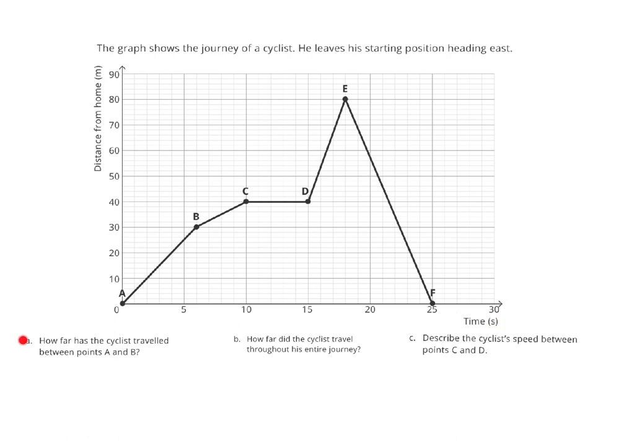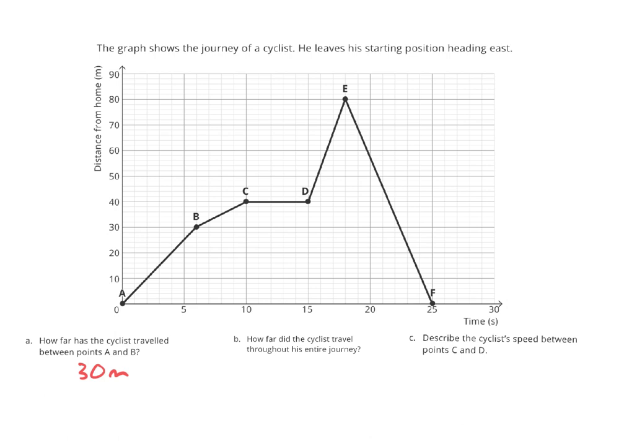The first part, A, says, how far has the cyclist traveled between points A and B? So A is here, B is here. So we go, well, how far has he traveled? He started at 0 meters, and he finished at 30 meters. So the total distance there would just be 30 meters.